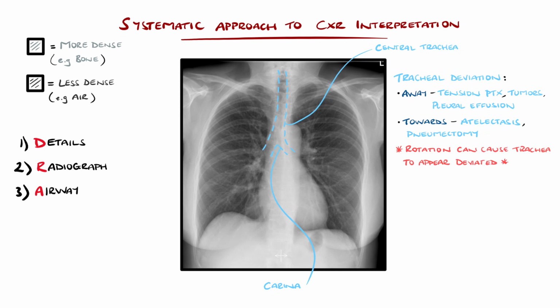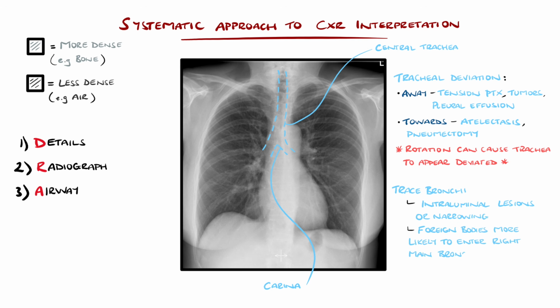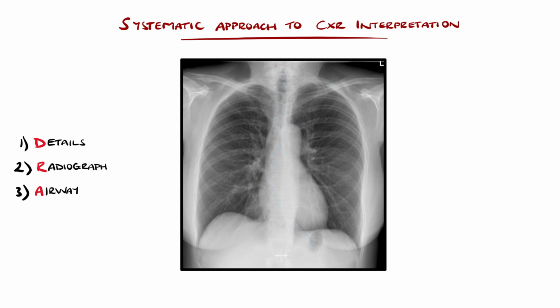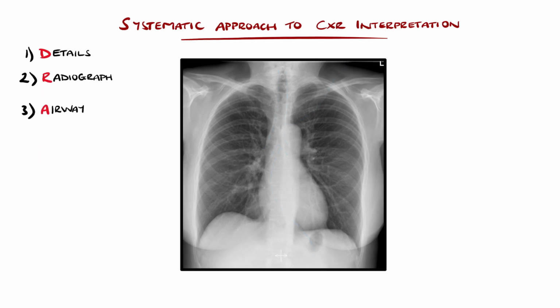The bronchi should be traced looking for any evidence of intraluminal lesions or narrowing, and remember the right main bronchus tends to be wider and more vertical than the left, making it more likely for foreign bodies to enter. B is for breathing, where we evaluate the lungs and pleura.